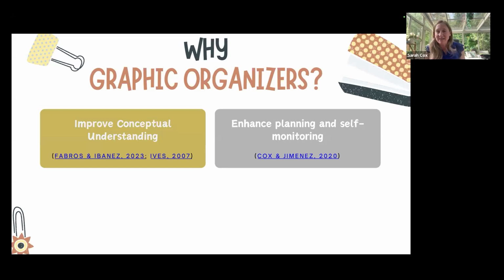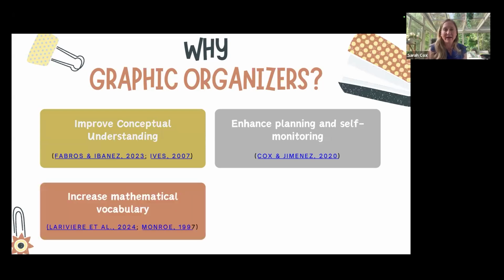This is a study that I did with a colleague, Brie Jimenez, and we looked at different strategies in math. One of the things that we found was, especially for our students with disabilities, supporting this planning and monitoring process is really important. And there are several other studies that talk about executive functioning and how we can support that, particularly in the area of mathematics.